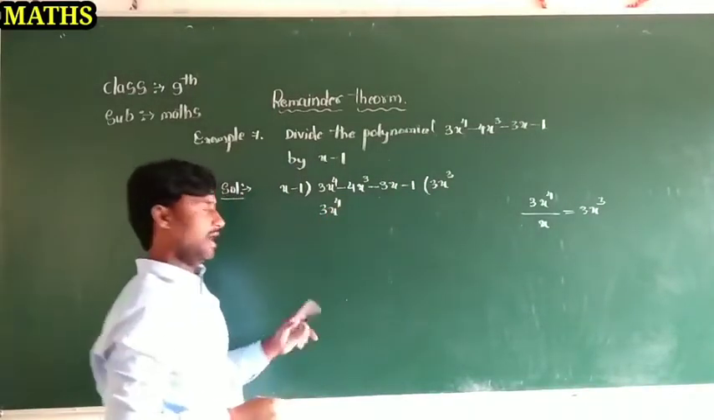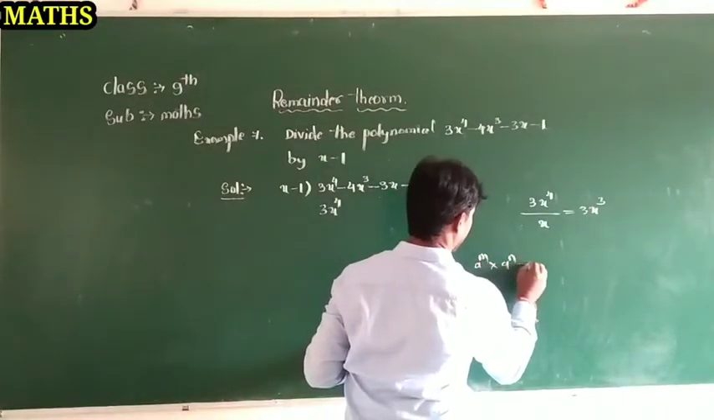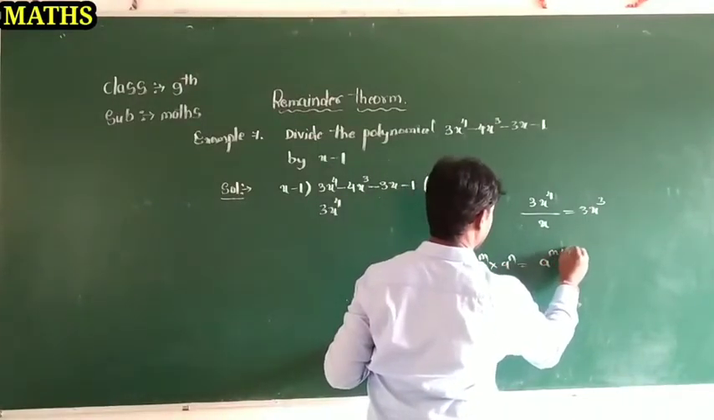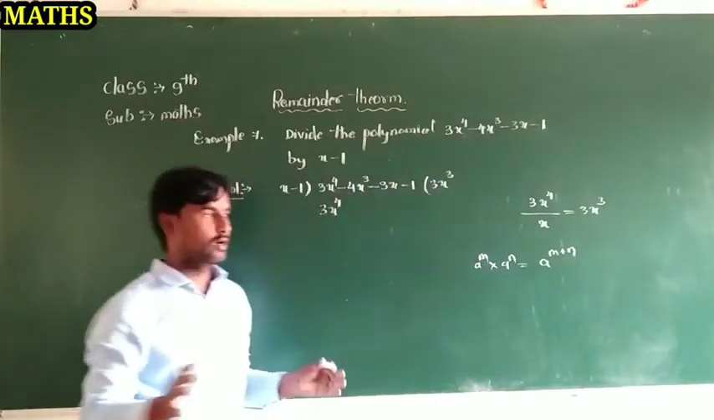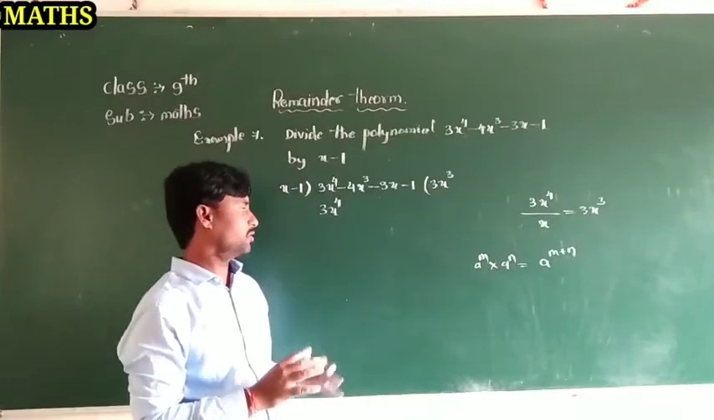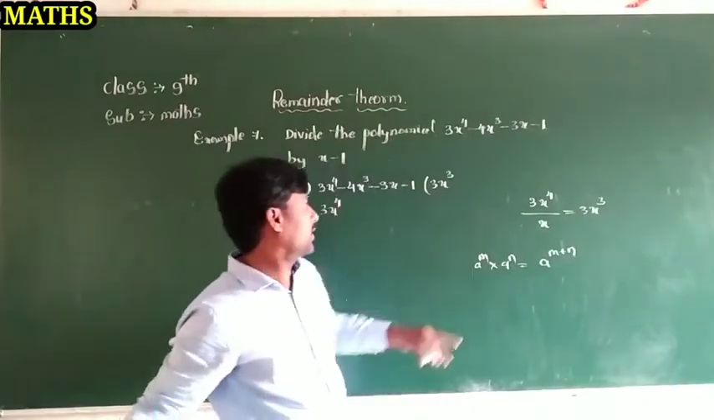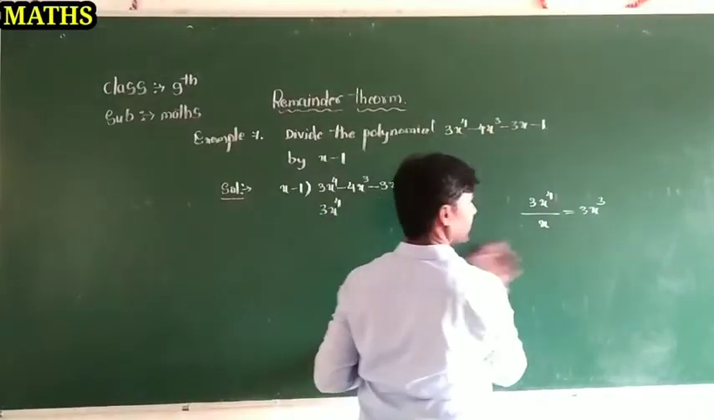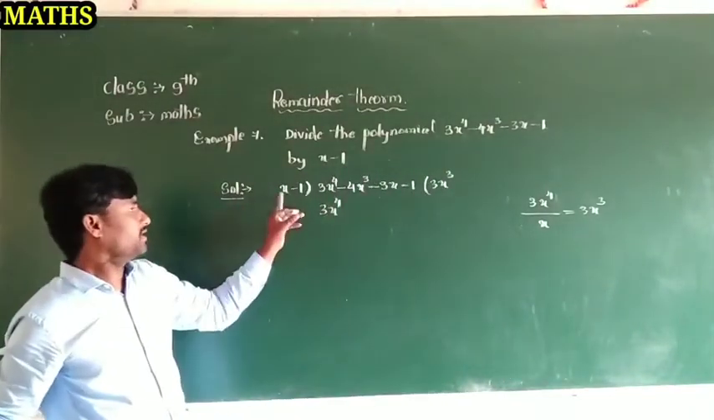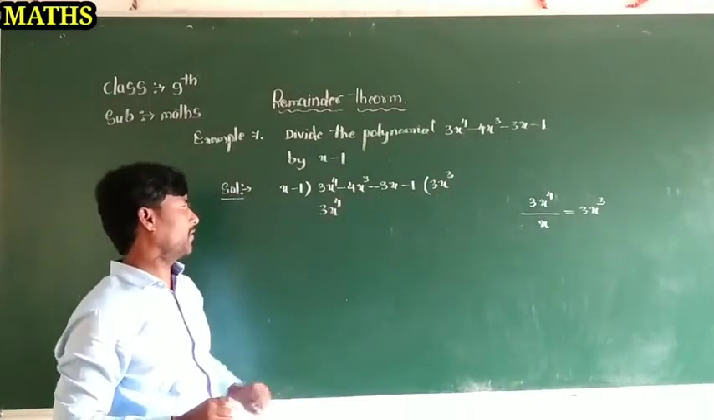How does this come? Already we know that a power of m into a power of n is equal to a power of m plus n, dear students. When we are doing the multiplication of variables, what happens to the power on top? The powers get added. So similarly here, dear students, x into 3x raised to the power of 3, we got the answer 3x raised to the power of 4.